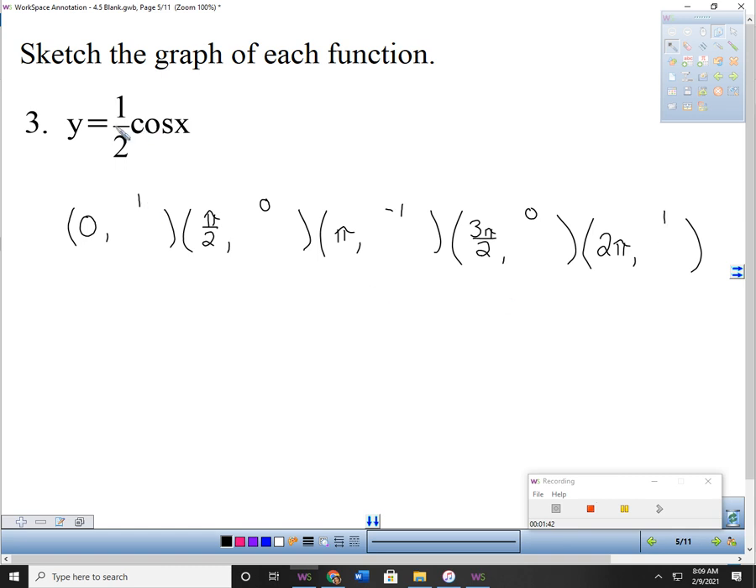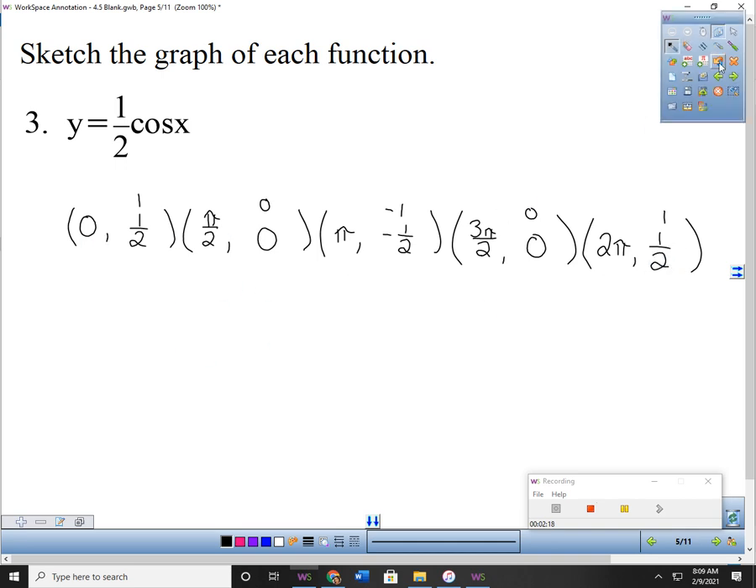But when I multiply by a half, what that's going to do is take whatever I normally have as a y value, and cut it in half. So I'm literally just going to multiply this number right here by 1/2. If I take 1/2 times 1, that gives me 1/2. 1/2 times 0 is 0. 1/2 times -1 is -1/2. 1/2 times 0 is 0, and 1/2 times 1 is 1/2. So these are my key points.